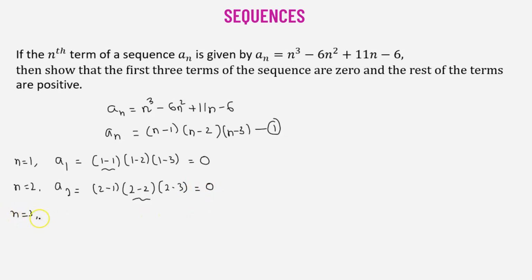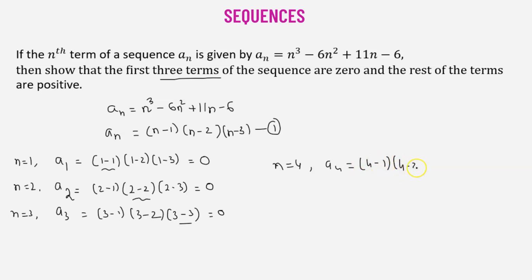Our third term in the sequence will be n equals 3. So a3 equals 3 minus 1 times 3 minus 2 multiplied by 3 minus 3. This is also equal to 0 because 3 minus 3 is 0. Hence we have shown that the first three terms of the sequence are 0. For the rest of the terms, let's compute n equals 4. Then a4 equals 4 minus 1 times 4 minus 2 times 4 minus 3. This is a positive value because 4 minus 1 is 3, 4 minus 2 is 2, and 4 minus 3 is 1.